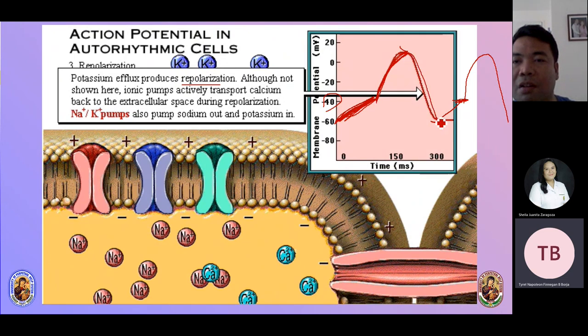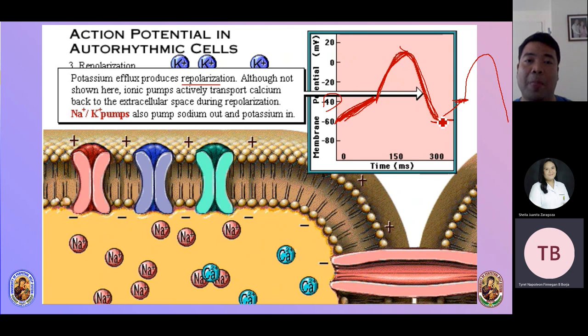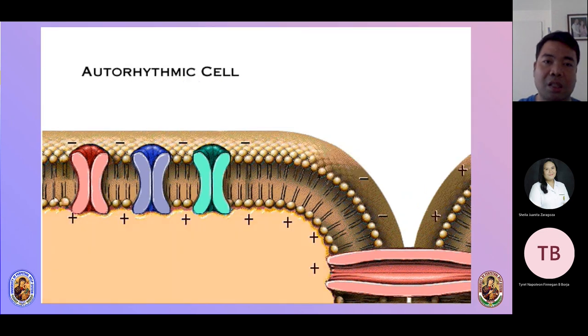And then, ito, ano ito? Anong ion channel to? Potassium. Influx or efflux? Efflux naman. So, ano pa lang ito? We are just on the first part of the action potential, because we just finished yung part of the automatic cell or autorhythmic cell, on the part of the SA node, the AV node. Basta lahat ng nasa conduction system.